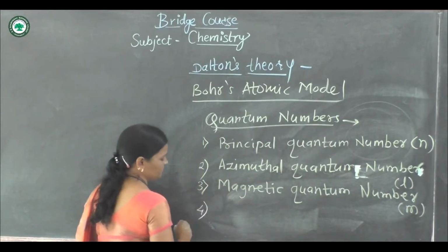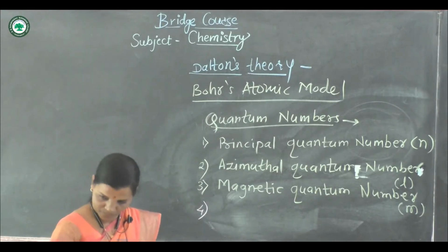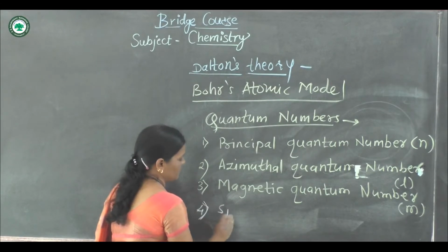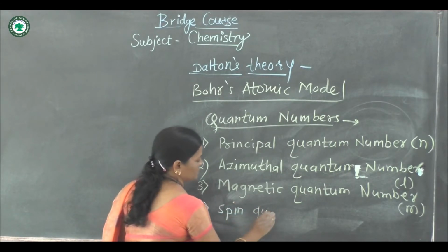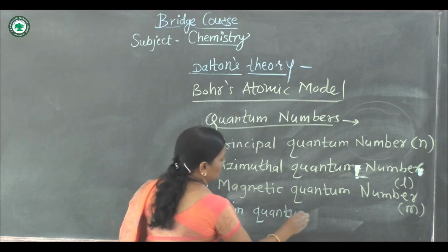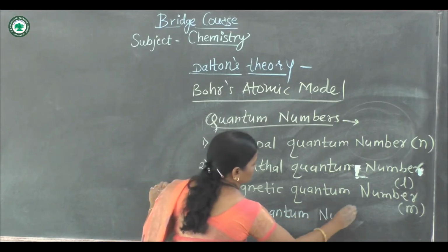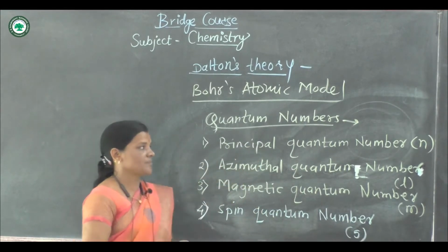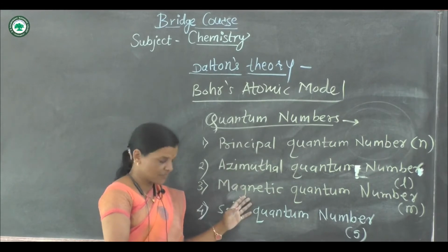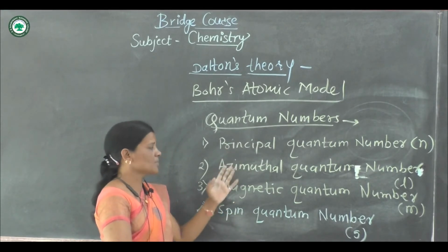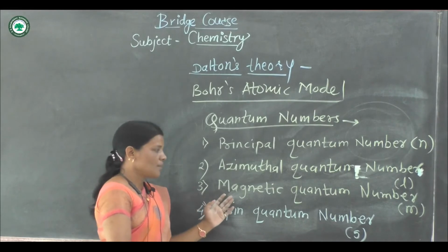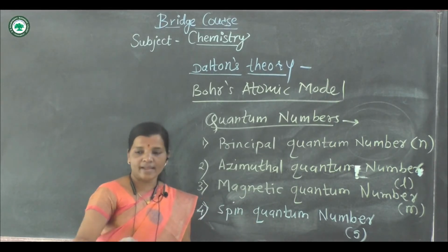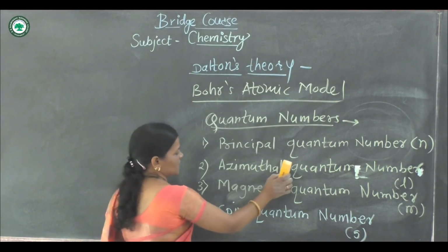And lastly, the spin quantum number, which is denoted by small s. There are a total of 4 quantum numbers: the principal quantum number, azimuthal quantum number, magnetic quantum number, and spin quantum number. Now we will see what idea is given by these quantum numbers.